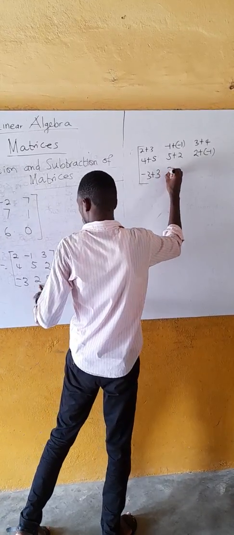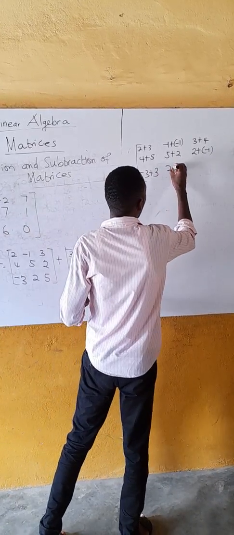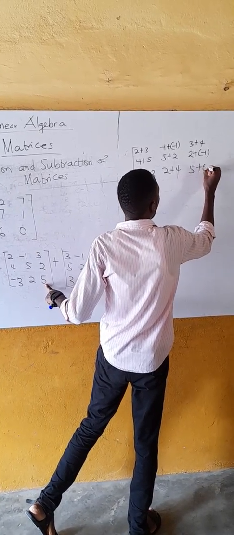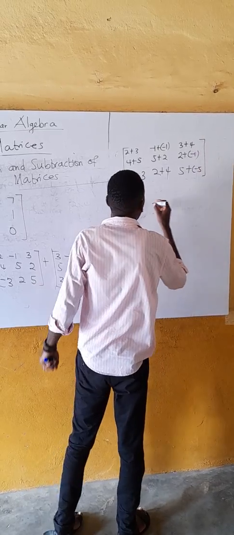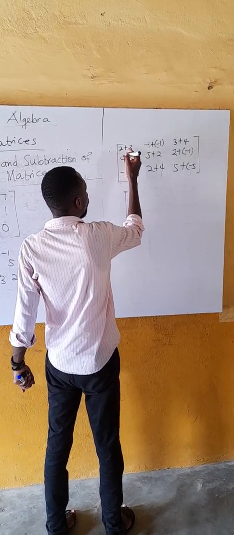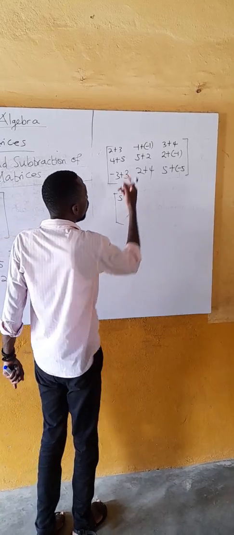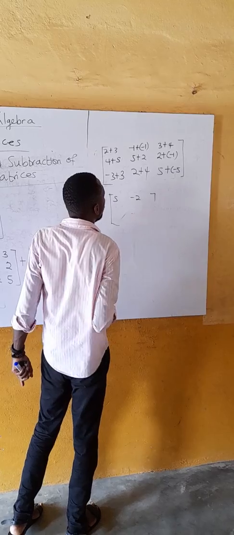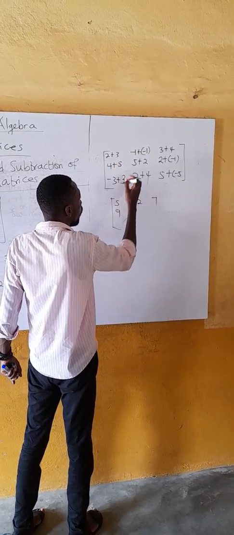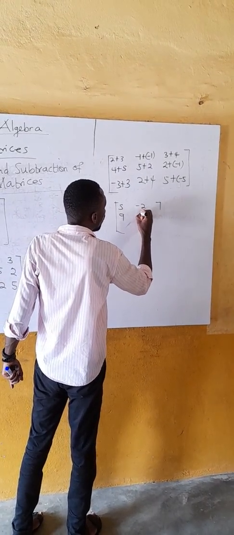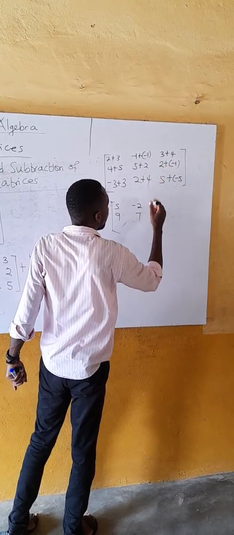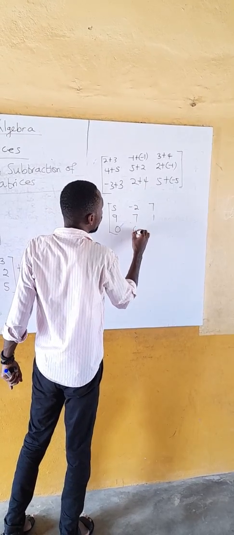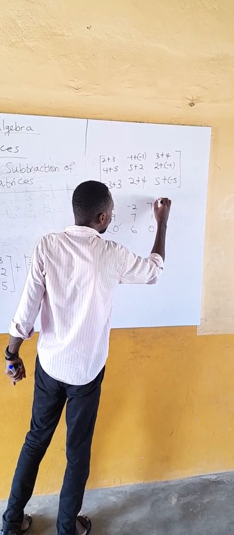Then we have this 2 plus 4. Then 5 plus negative 5. We'll perform the operations on them. 2 plus 3 is 5. Negative 1 plus negative 1 will be negative 2. 3 plus 4 is 7. 4 plus 5 is 9. 5 plus 2 is 7. 2 plus negative 1 will be 1. Negative 3 plus 3 is 0. 2 plus 4 is 6. Then 5 plus negative 5 is also 0.